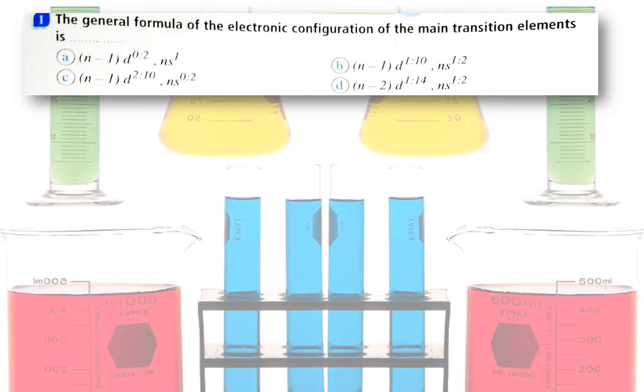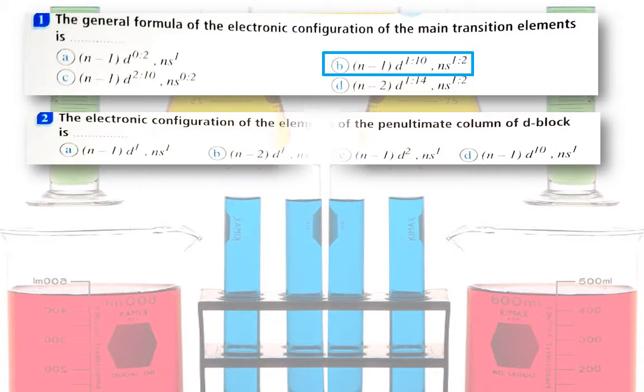Question number 1. The general formula of electronic configuration of the main transition element is. What do you think? We have a number of electrons in the d orbital. We have a maximum number of electrons. D contains 5 orbitals, 2 electrons in each one, so we have 10 electrons, and the s orbital contains 1 orbital, filled with 2 electrons. So the first answer here, B, will be the right answer: (n-1)d from 1 to 10, ns 1 to 2 electrons.